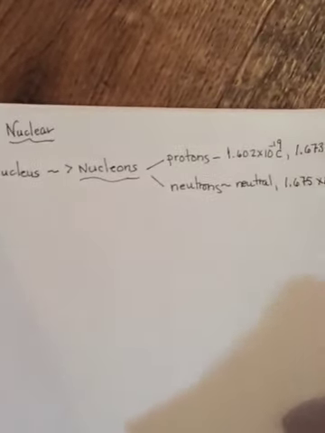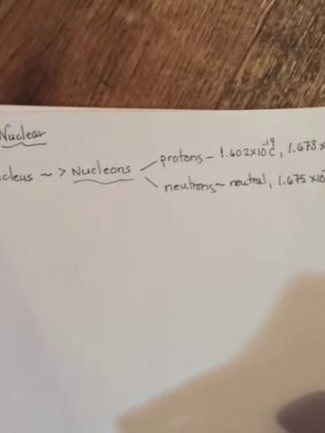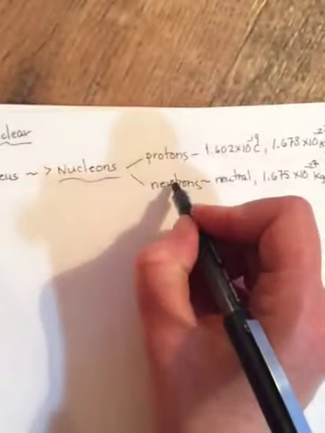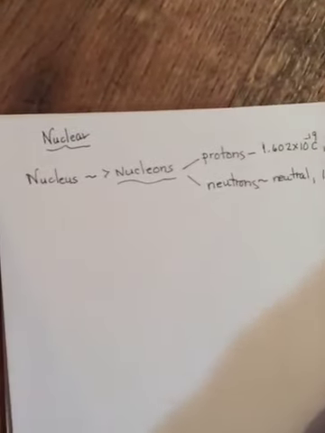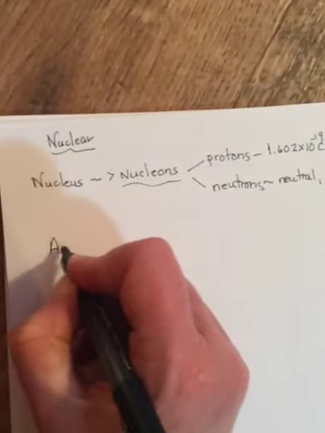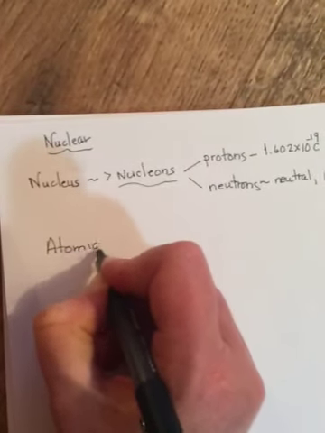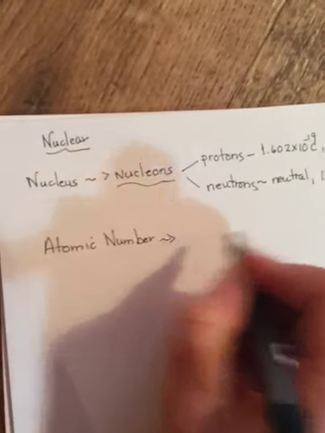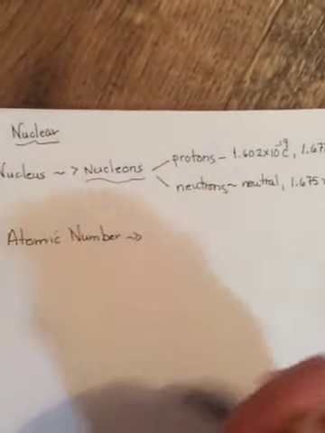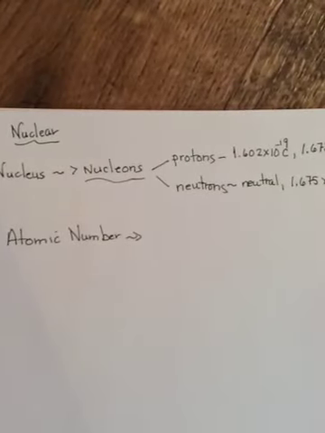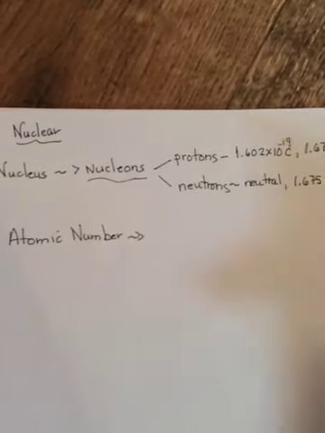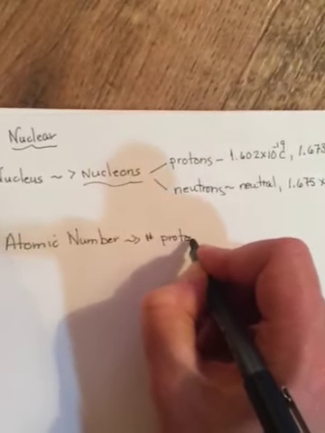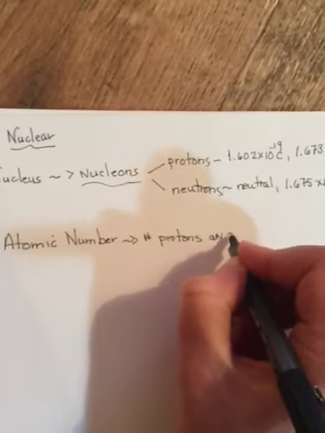The number of protons in a nucleus is what determines what element you have, but the number of neutrons for a given element can vary. I think in chemistry you would have met the atomic number. And we've actually used it. We used it when we were doing our electron configurations in the last unit. The atomic number is simply the number of protons an atom has.